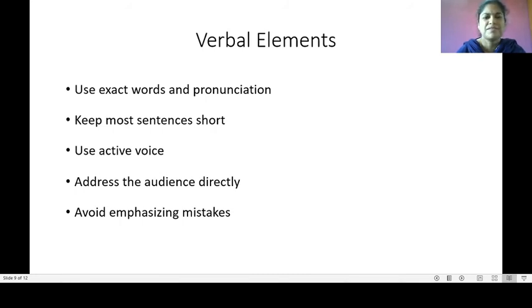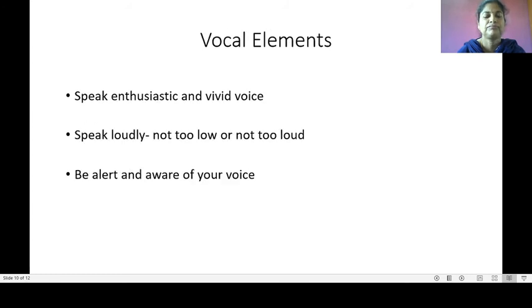Avoid emphasizing mistakes. Yes, there may be some mistakes, but please try to ignore those mistakes on your part and on the part of the audience. Don't pinpoint them. So, while talking, all these things should be kept in mind. These play a major role in verbal elements. Vocal elements: voice. Voice has a big part to play, right?